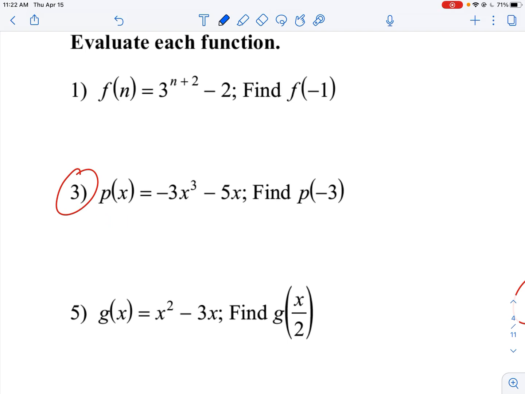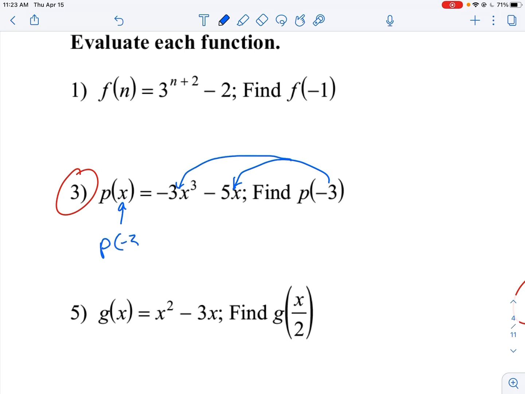What it means is this is the input, and what's over here tells you what to do with that number. So if you give it a number x, it's going to cube it, put it to the third power, times it by -3. And you're also going to take another copy of it, times it by 5, and subtract that from this part, and you get the result. That result is usually the y value, or it's called a function value.